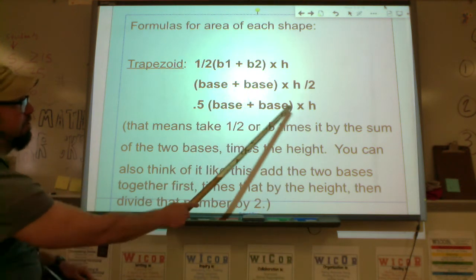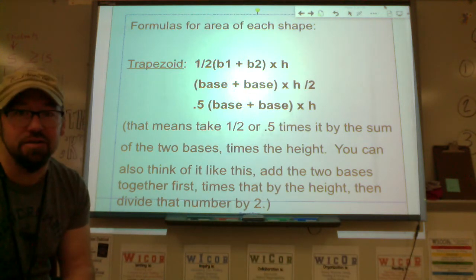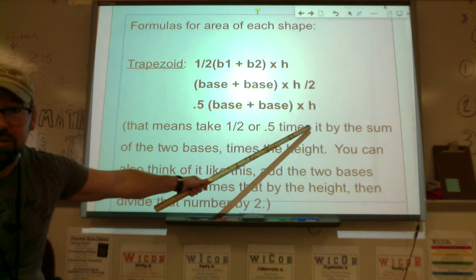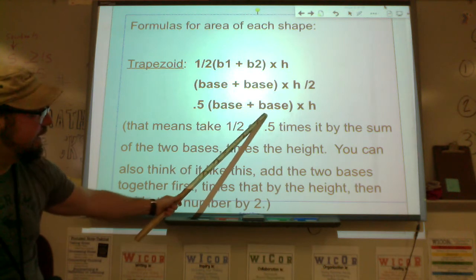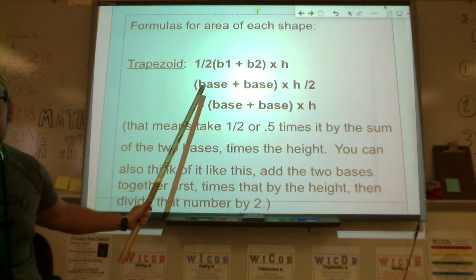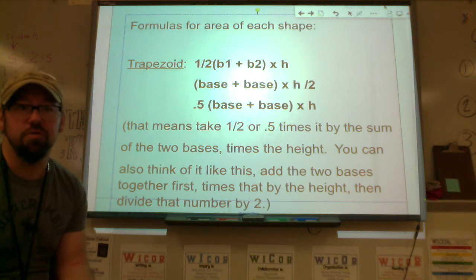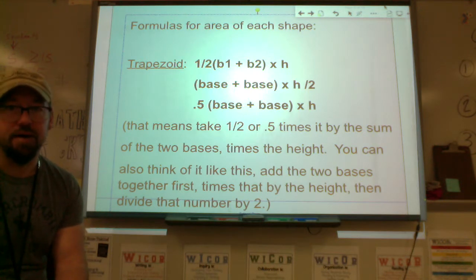And this doesn't matter either, the order of multiplication. The most important thing to do first is add the two bases together. So you could add the bases together first, then times it by the height, and then times it by 0.5, or you could add the bases together first, then times it by 0.5, then times it by the height. It doesn't matter. The order in which you multiply things does not matter, okay? But you need to add the bases together first. Most important thing.